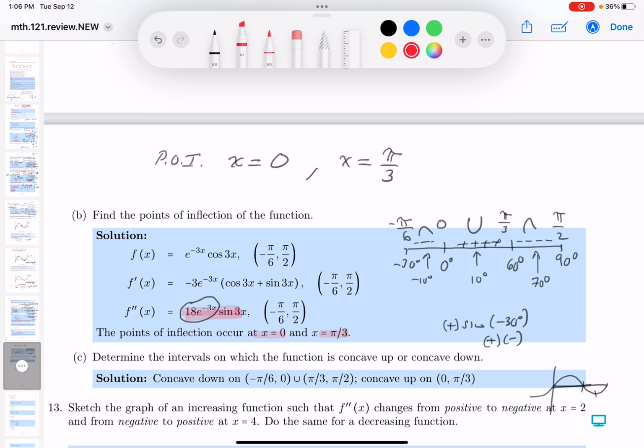Again, it's concave down here between minus pi over 6 and 0. It's also concave down between pi over 3 and pi over 2. It's concave up over here, and that's 0 to pi over 3. Thank you.